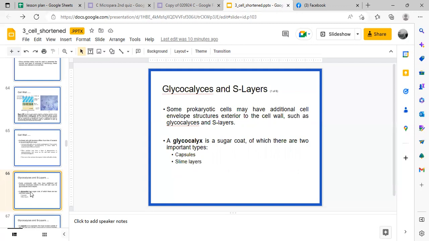You also have a glycocalyx. So from the word yung mayroon kang carbohydrate katulad ng glycogen, no? So you have a carbohydrate. So it's a sugar coat of which there are two important types. So you can have capsules or slime layers. Okay? So yung prokaryotic cells may have additional cell envelope. That is, in addition to the outer membrane or the cell wall, you have additional structures that protect the prokaryotic cell.